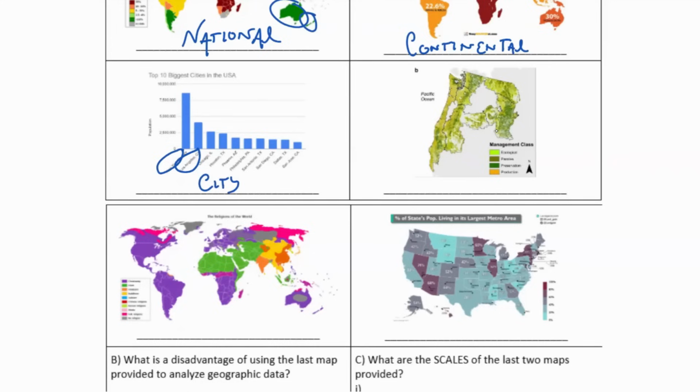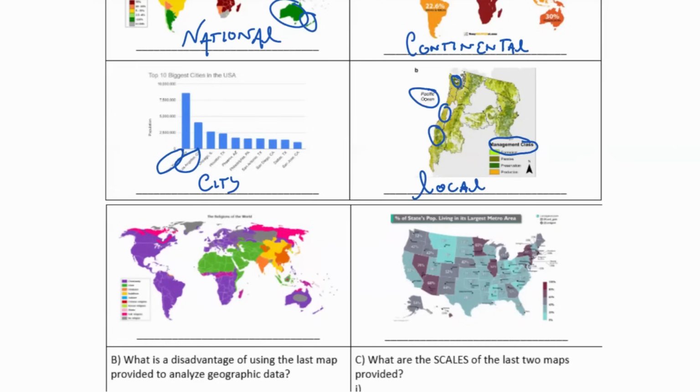This next one here, we are looking at a particular place. I actually have no idea what place this is, but it's a place. This is the Pacific Ocean, so this looks like the northwestern United States. We're looking at what looks like environmental data, but it's pretty local. It's pretty specific to various local areas. So that's a local scale of analysis. If you don't know a particular place that's shown on a map, use your context clues.